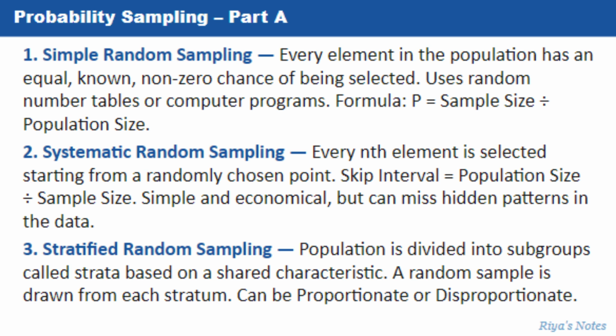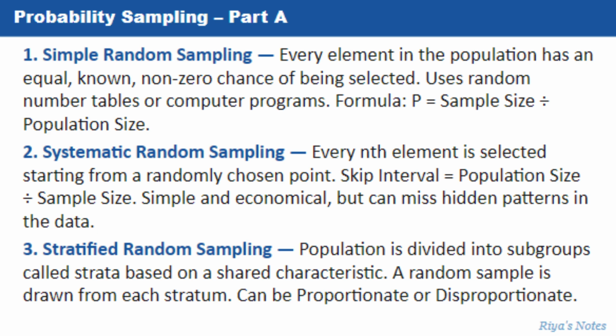1. Simple random sampling. Every element in the population has an equal, known, non-zero chance of being selected. Uses random number tables or computer programs. Formula: P equals sample size divided by population size. 2. Systematic random sampling. Every nth element is selected starting from a randomly chosen point. Skip interval equals population size divided by sample size. Simple and economical, but can miss hidden patterns in the data.